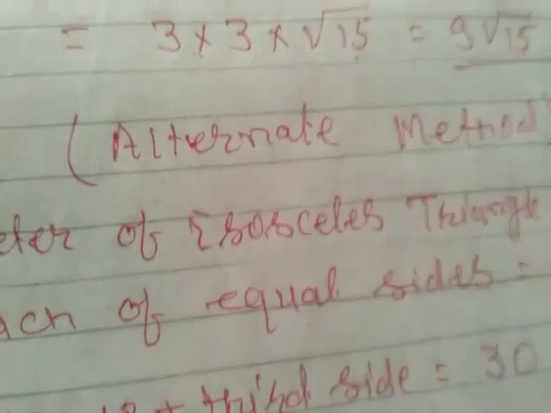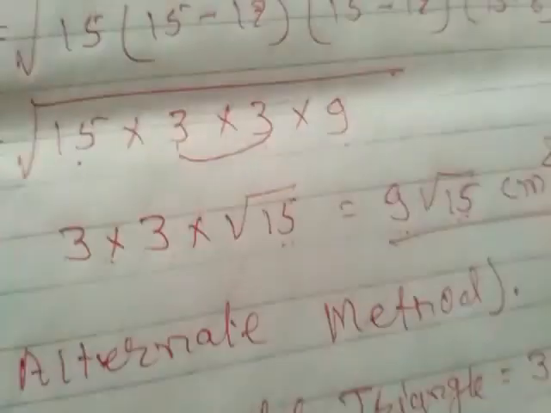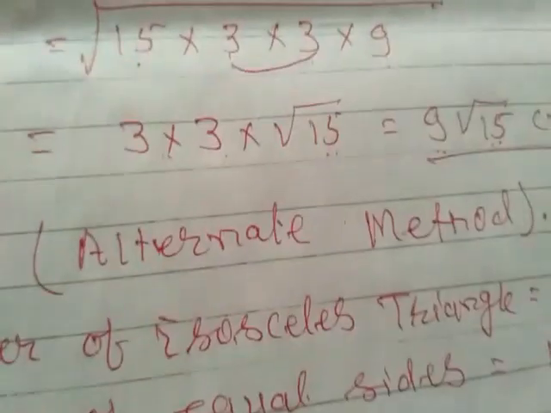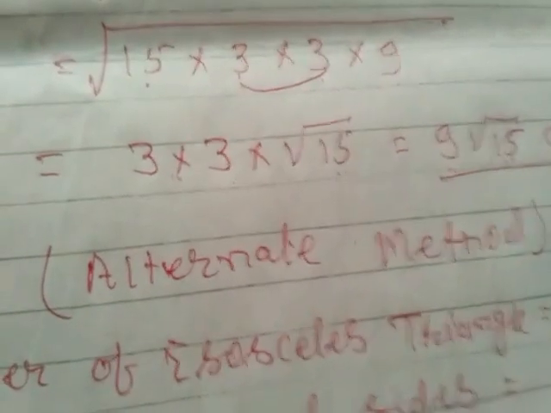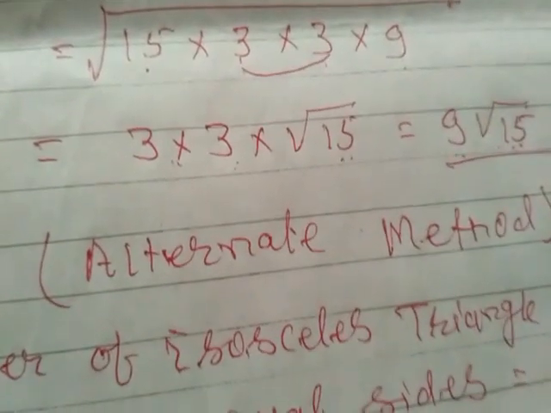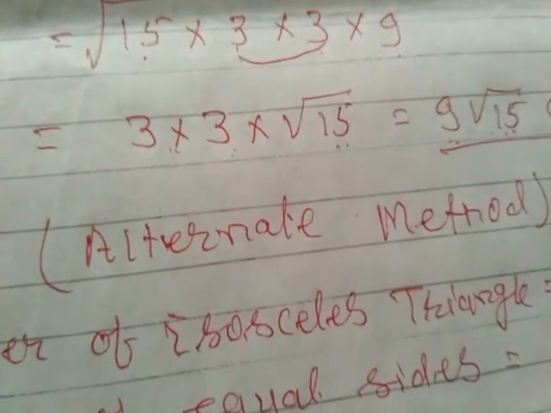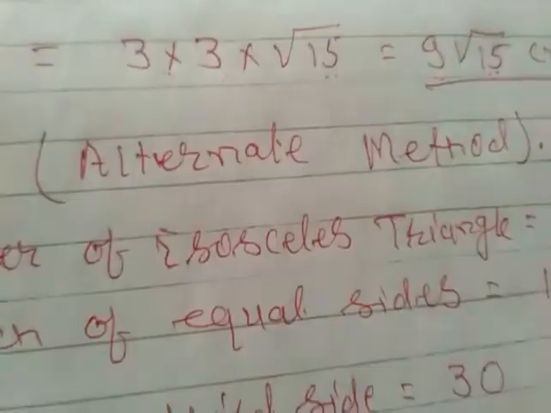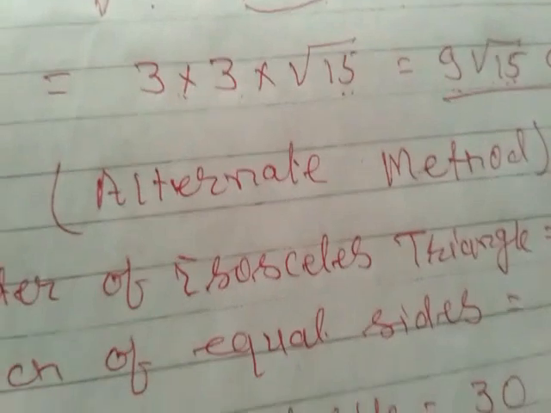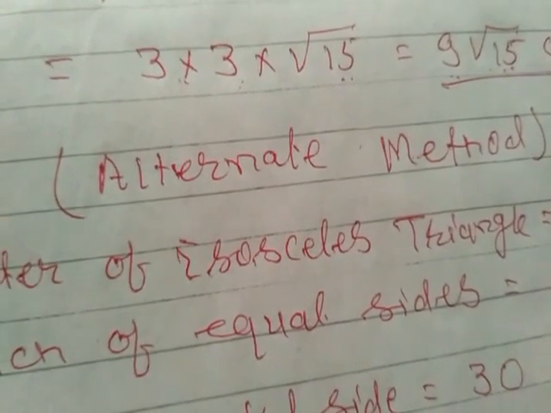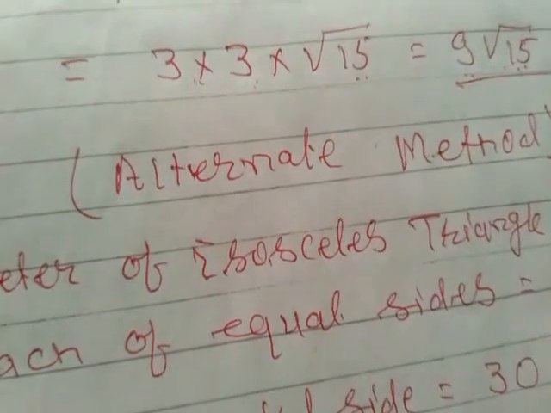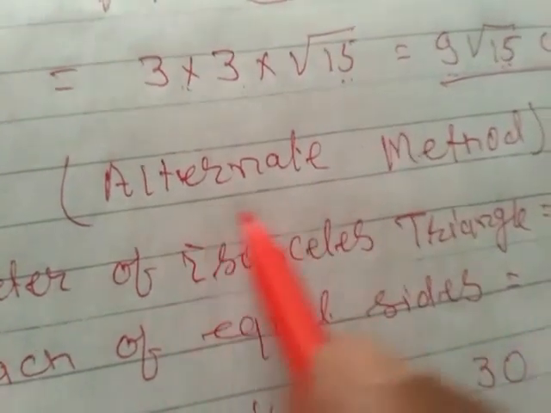Another alternate method of solving this type of problem is based on the direct formula of finding the area of isosceles triangle, which I have explained to you earlier. By applying this method, let's see how this question can be solved.